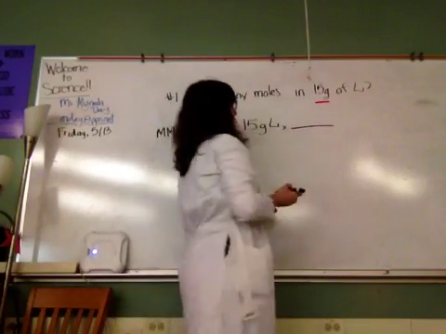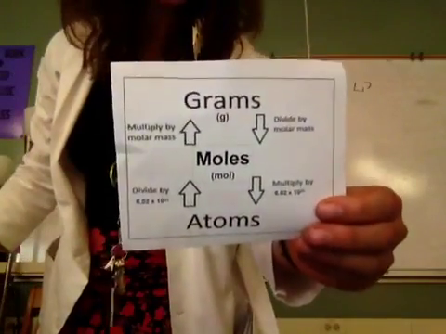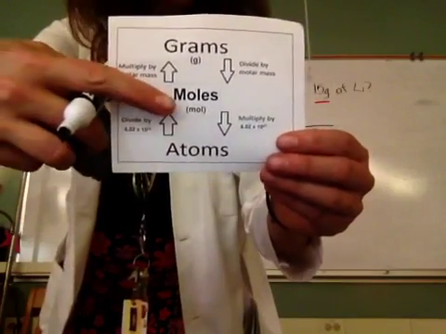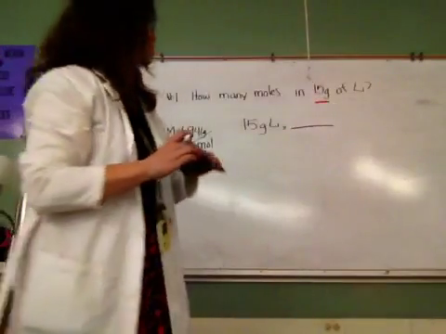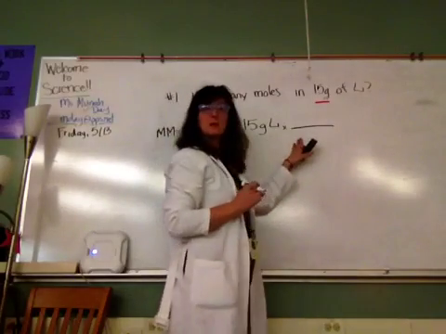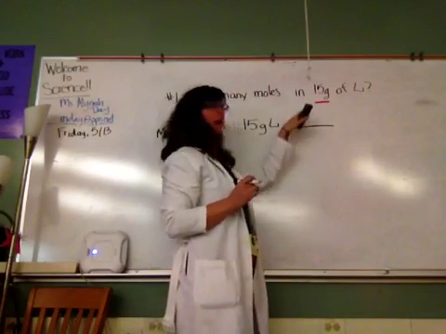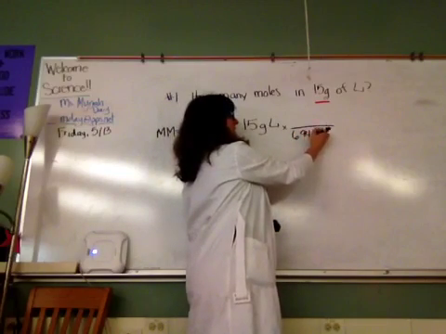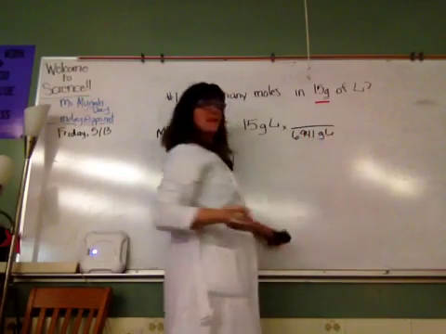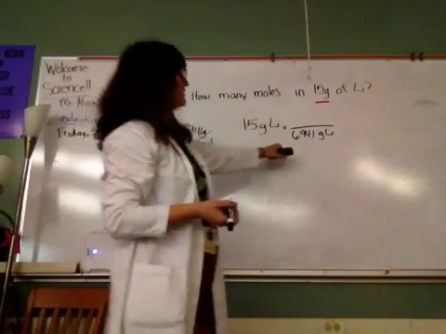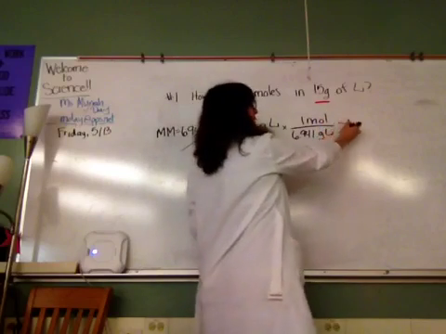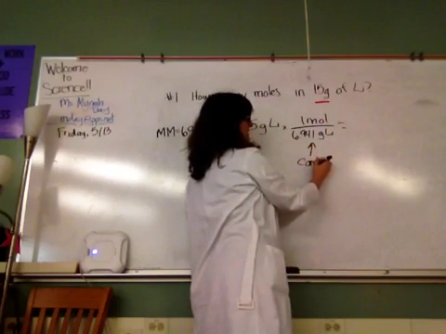So if you see this, you're like, okay, I've got grams. Grams are given to me in the problem. I'm going to divide by the molar mass to get to moles. So if I divide by the molar mass, that means I'm going to need to put the molar mass in the denominator, not in the numerator. So I'm going to put the 6.941 grams of lithium in the bottom. We've got 6.941 grams of lithium. That means I have 1 mole. So this is what we call a conversion factor.